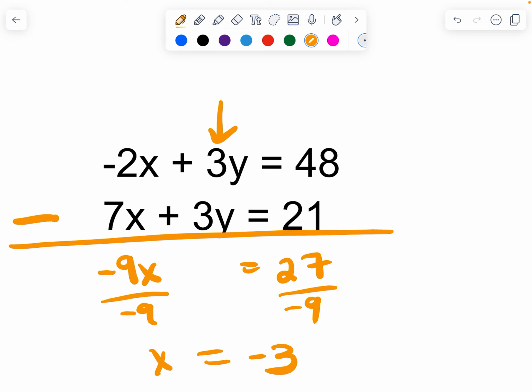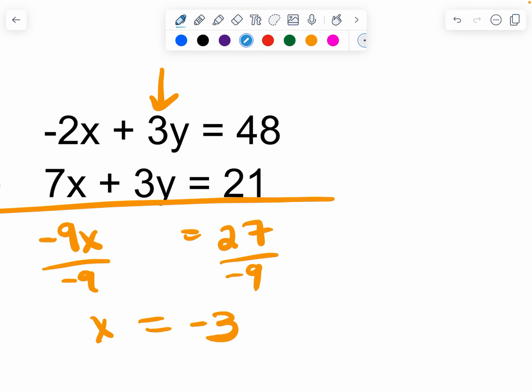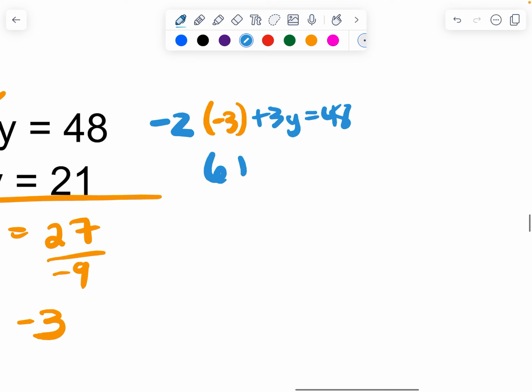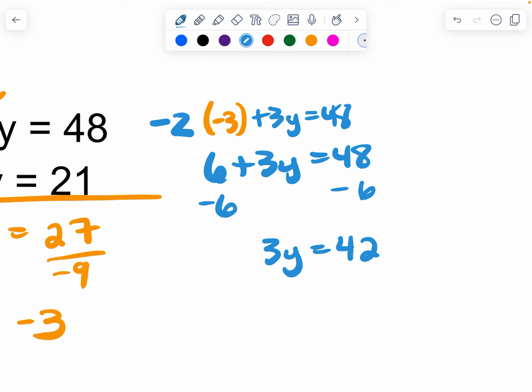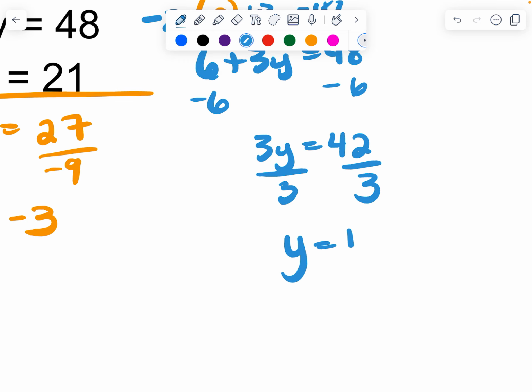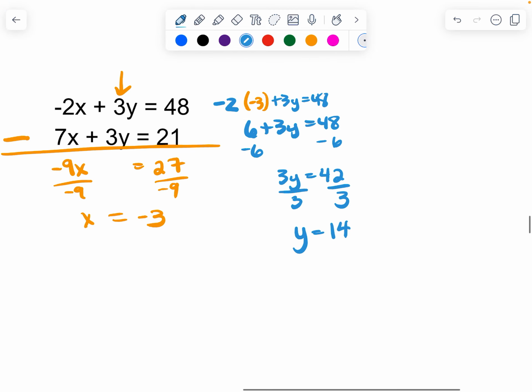Now I'm going to take that same thing and plug it back in. So negative 2, I'm going to replace the x with negative 3, plus 3y equals 48. So that'll get me 6 plus 3y equals 48. Subtract 6 from both sides, get 3y equals 42. Divide by 3 on both sides. I believe it's going to be 14. Yes, 14. So the point where they intersect is this point right here.